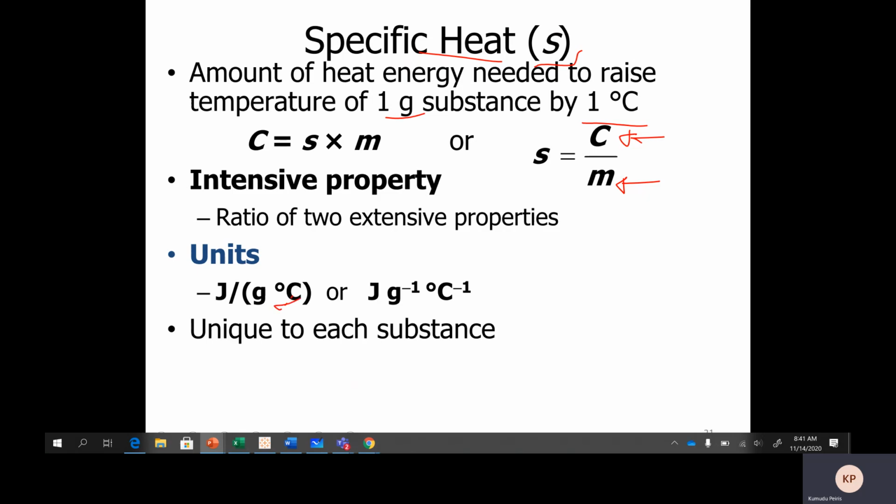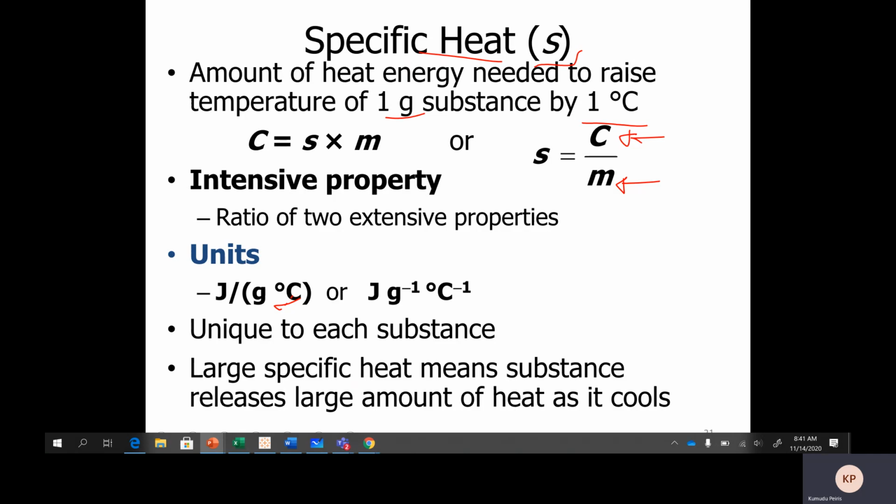And the specific heat is unique to each substance. Like you have learned about the density. So when we know the density, we can find the identity of an unknown substance. Like that, if we know the specific heat for an unknown substance, we can find the identity of that substance.